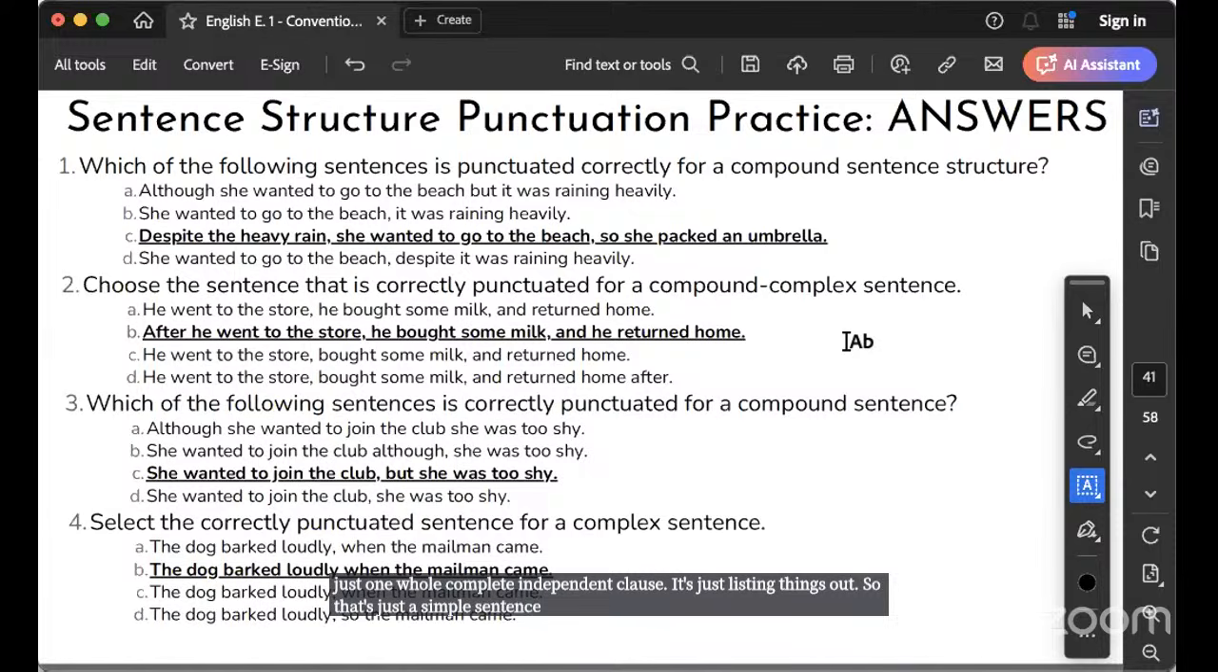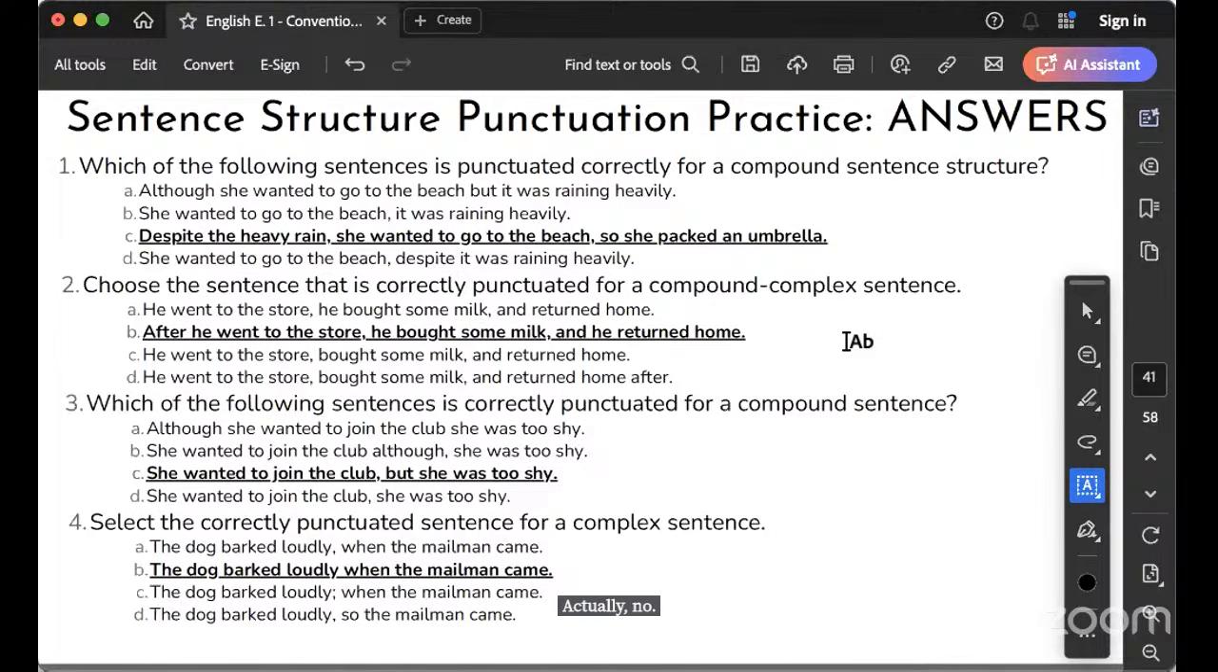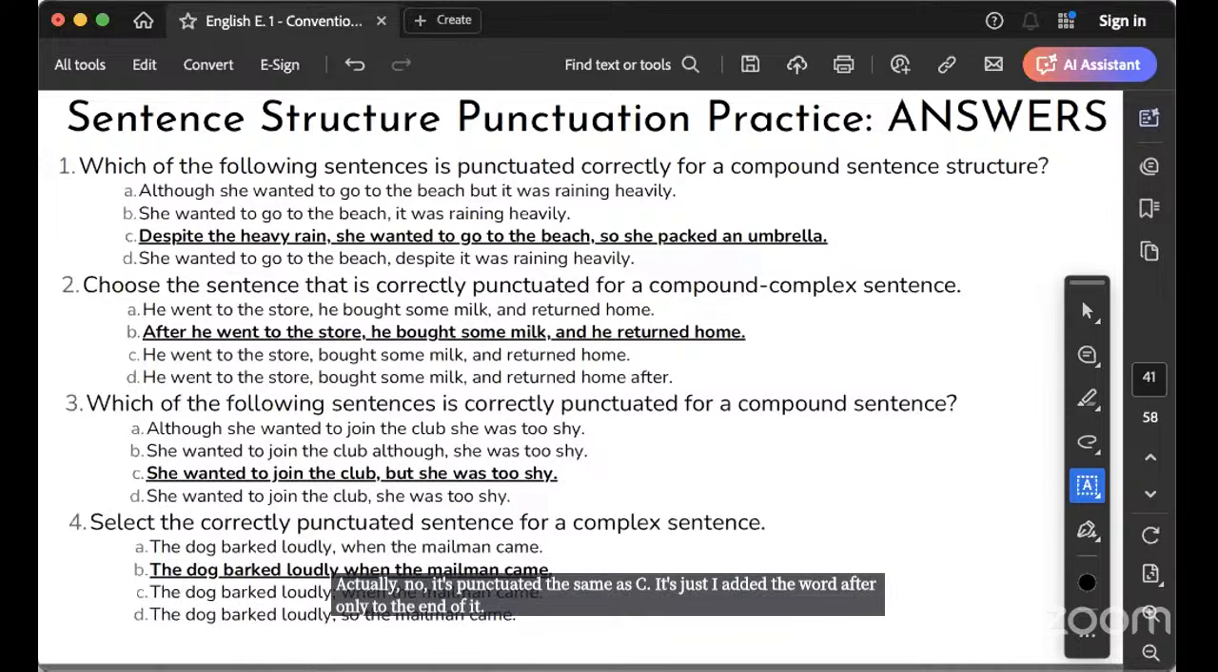D, he went to the store, bought some milk, and returned home after. That's actually another simple sentence. It's just punctuated differently, and those can be punctuated that way. Well, actually, no, it's punctuated the same as C. It's just I added the word after onto the end of it. What was the other one?